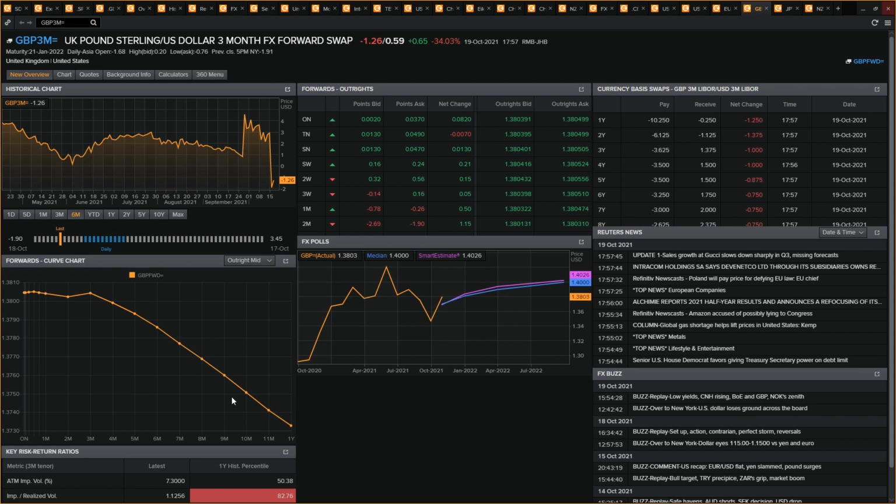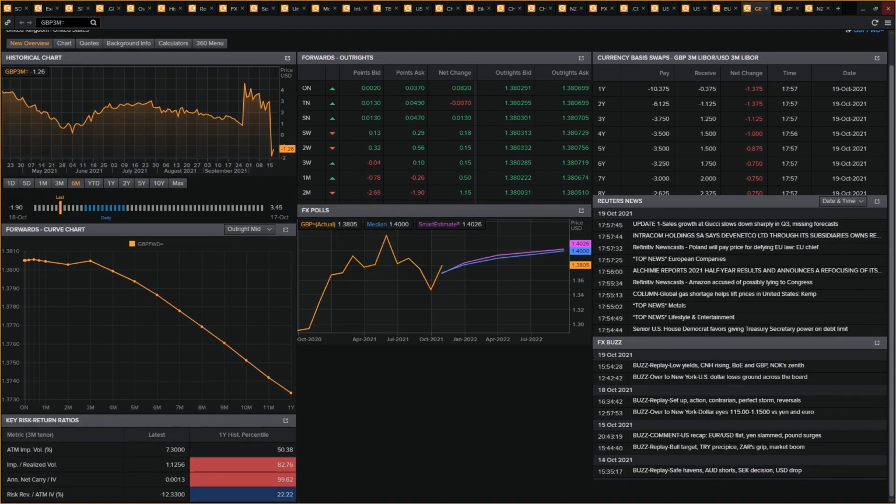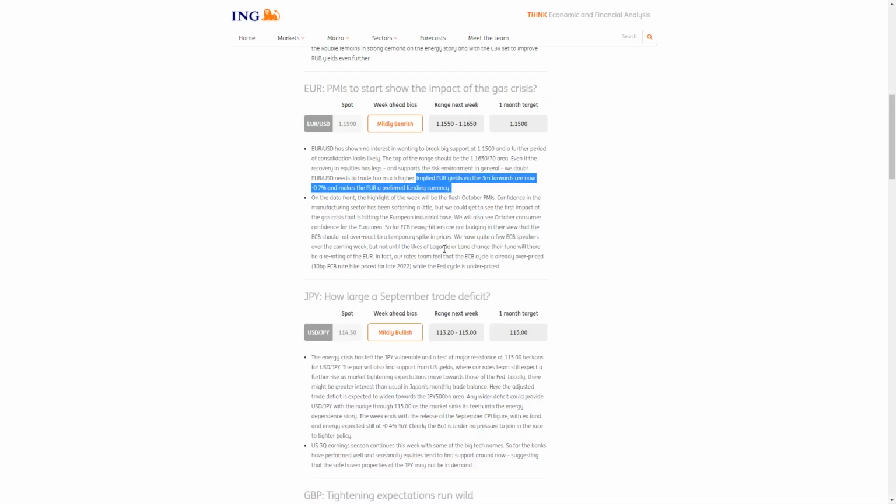That's it. So what ING was referring to in their article, if we just quickly go back, was that the implied yield for the 3-month forward implied that the euro was a preferred funding currency. Now, personally, I wouldn't use the implied yields from forwards to reach this same conclusion, because if you just look at the rate differentials themselves, it will lead you to the exact same conclusion.